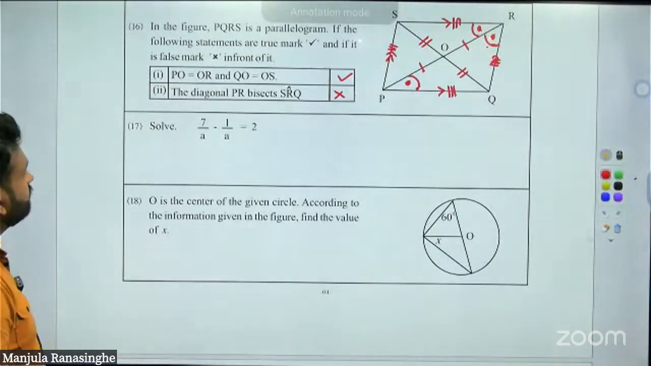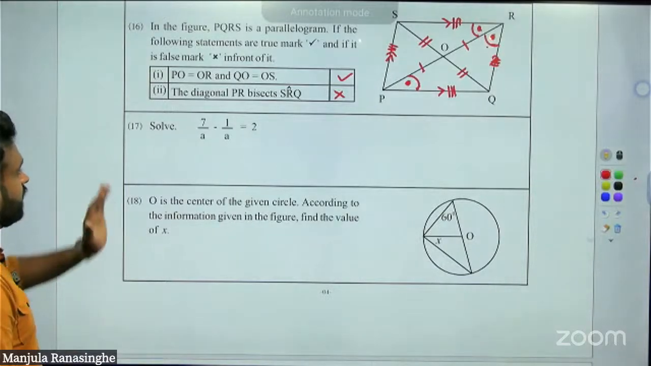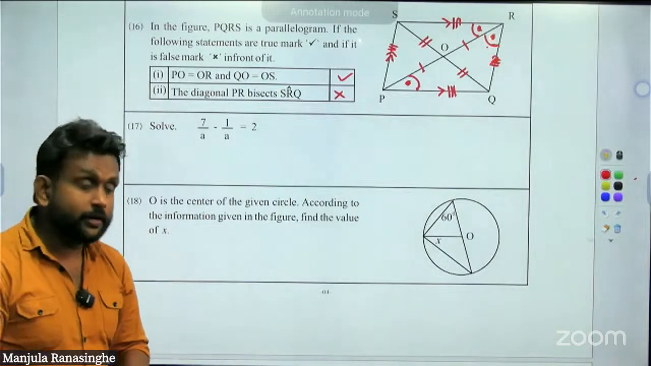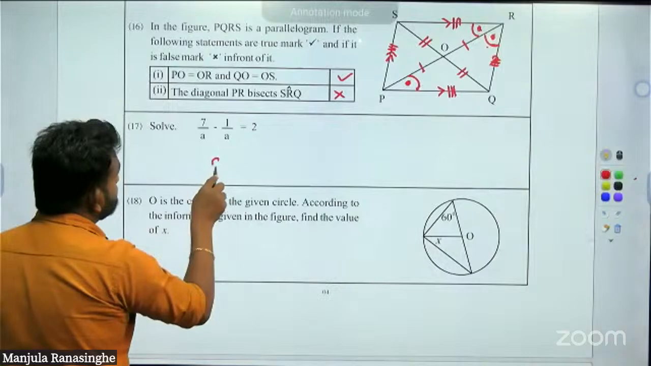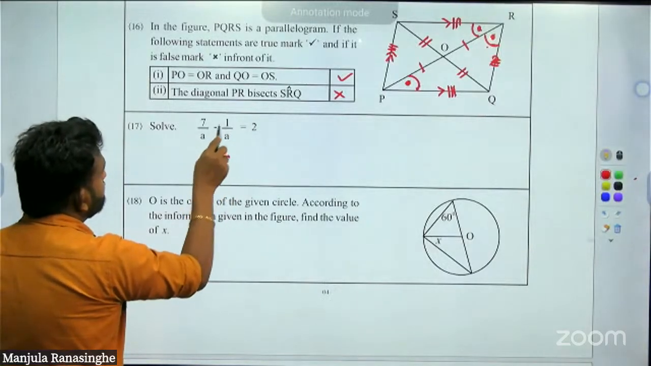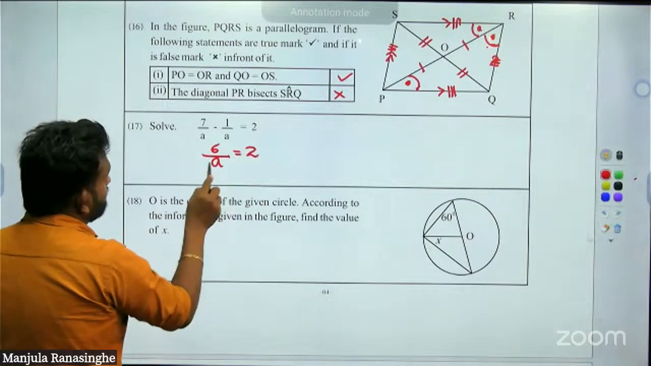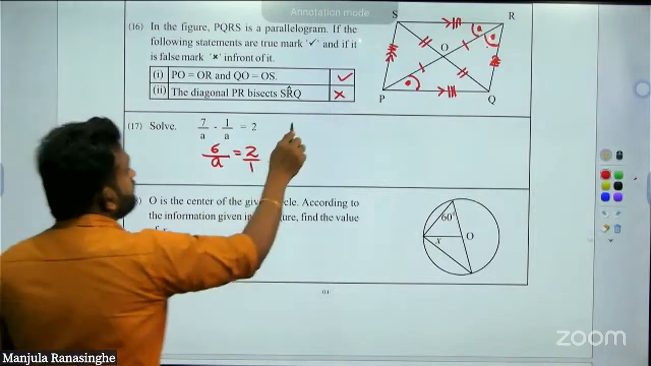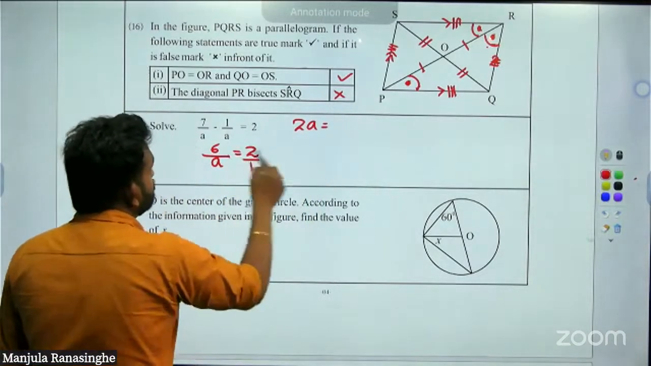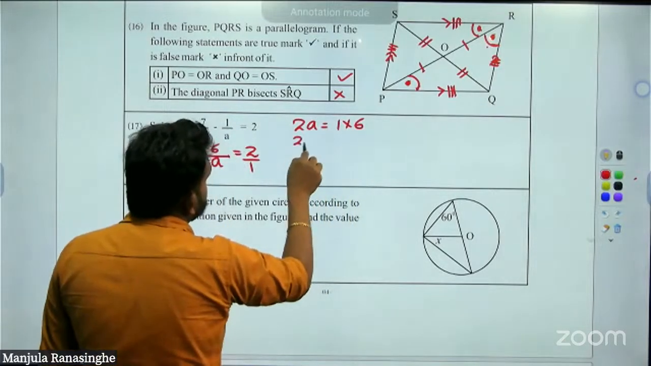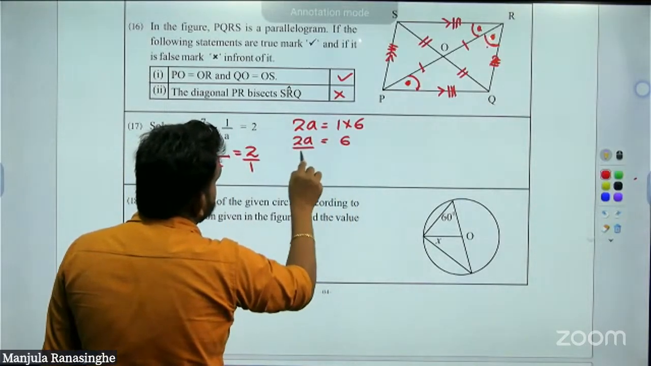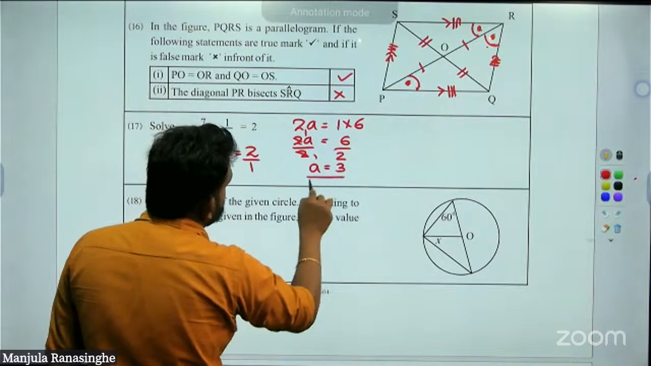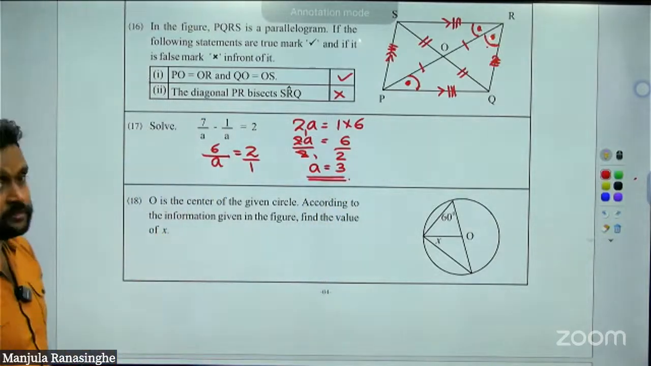Okay, right. Solve 7 upon a minus 1 upon a equals to. Now this is an equation, simple equations, having fractional form. Now check the denominator. A is there, so make the same denominator A. Subtract the numerators. 7 subtract 1, 6 equals to. Okay, now division by A there, make the cross multiplication this way and this way. So 2 into A becomes 2A equals, here 1 into 6 becomes 6. So now you can say that 2A equals 6, then just divide by 2 both sides. 2 cancelled out, then A equals 6 upon 2, that is 3. So A equals 3 is the answer.